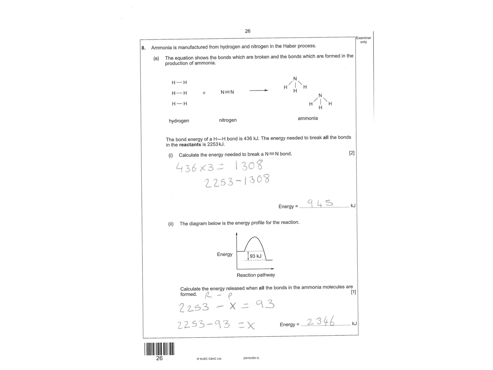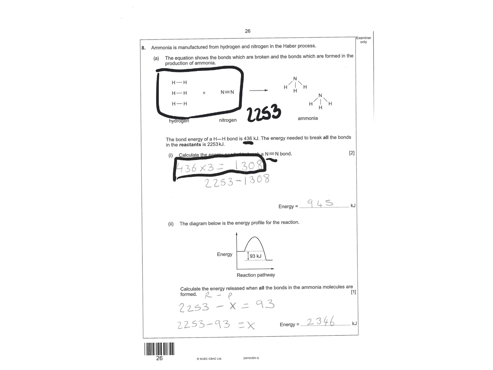Then a nice question that's very similar to ones that we would have practiced in lessons. So calculate the energy needed to break the N triple bond. Okay, so they gave you the value for all of them. So they told you that was 2253. Okay, they then said that each of the hydrogen bonds is that. So the total of the hydrogen bonds is that. So all of that equals that. So take them away from each other, and that would give you the value for the N triple bond.